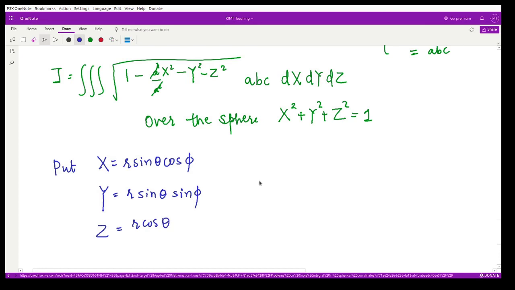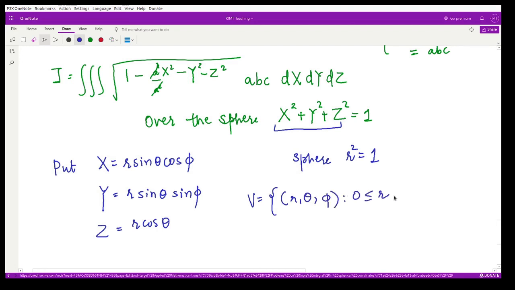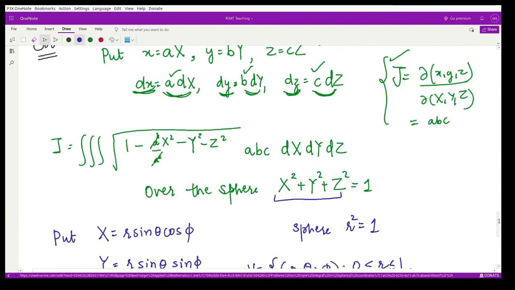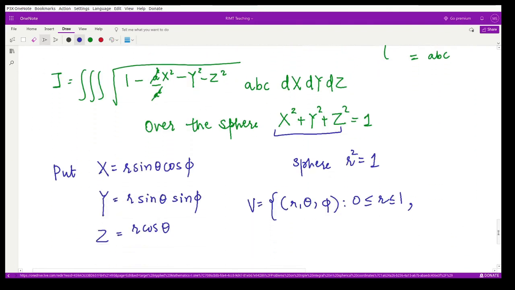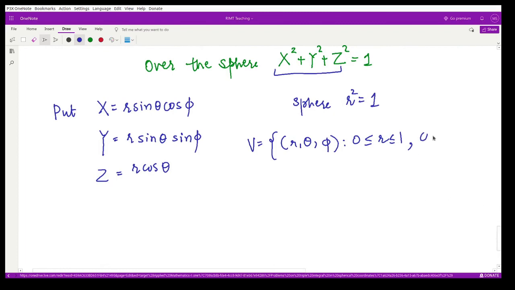And your limits would be, because your sphere is this one, that means your r square is going to be equal to 1. So from here you could obtain the limits, the region in terms of r, theta and phi. What would be this region? Here you will have the limits of r between 0 to 1, and because in the question you are not given exactly in which quadrant you are, you will take the limits of theta and phi exactly the same as for the whole of the sphere.